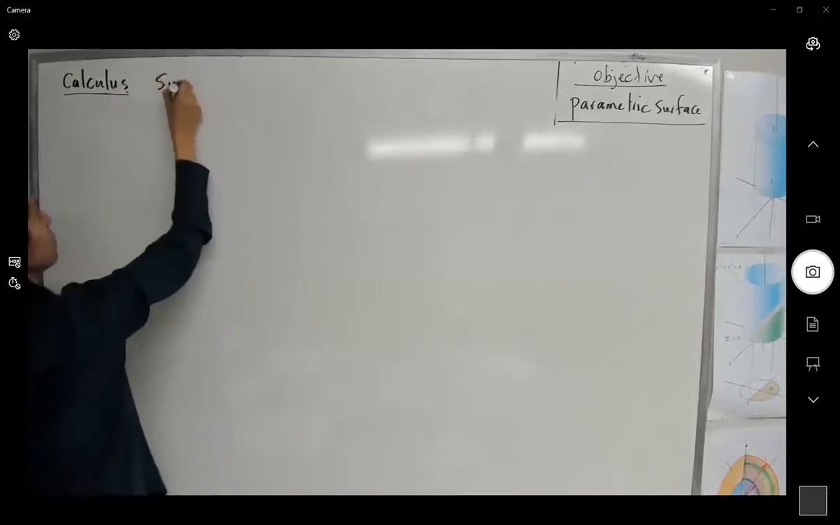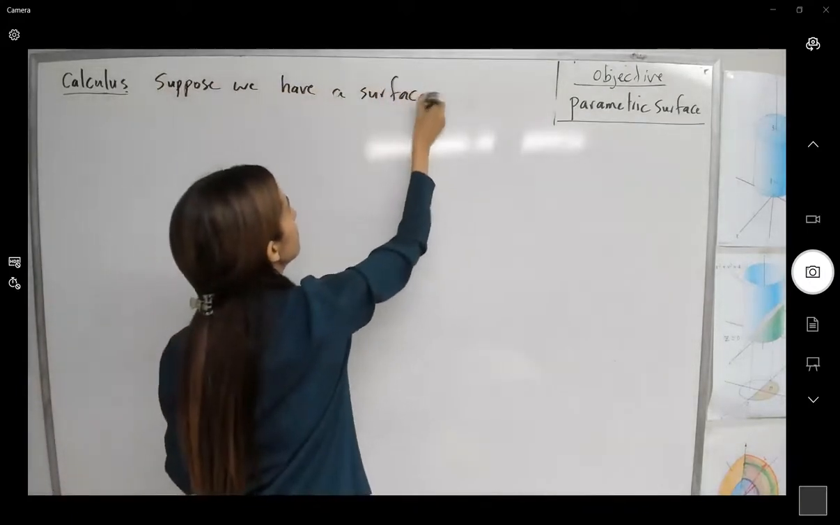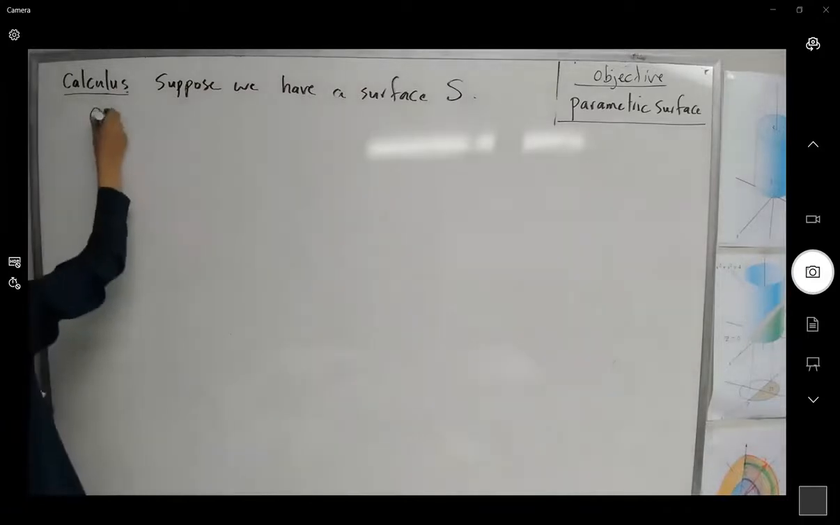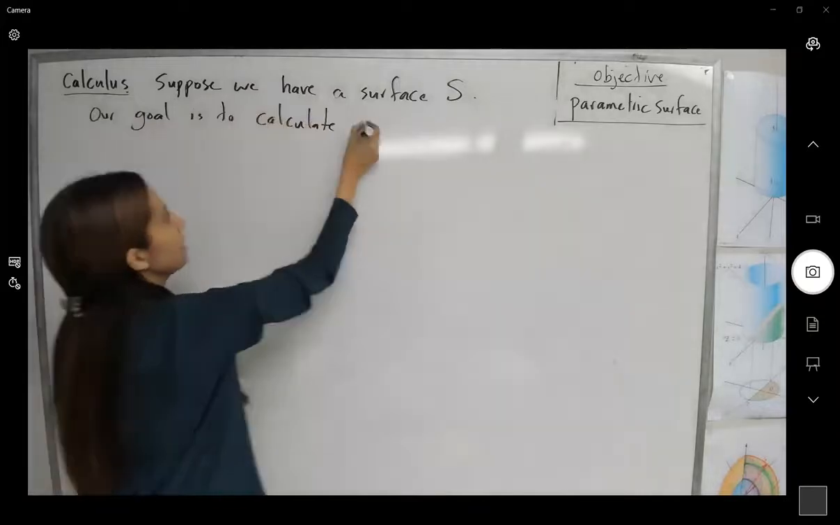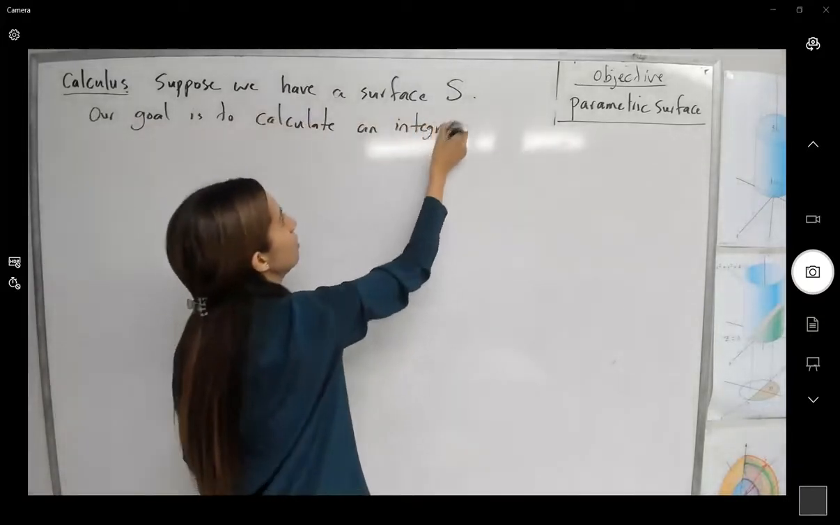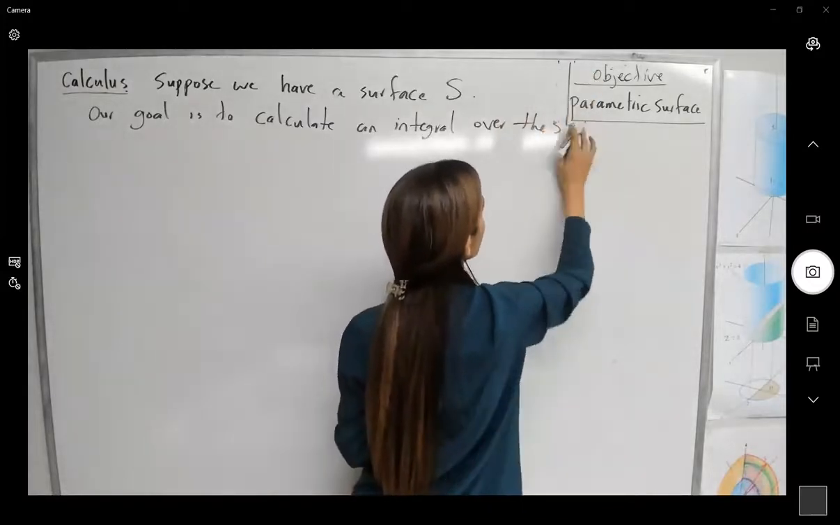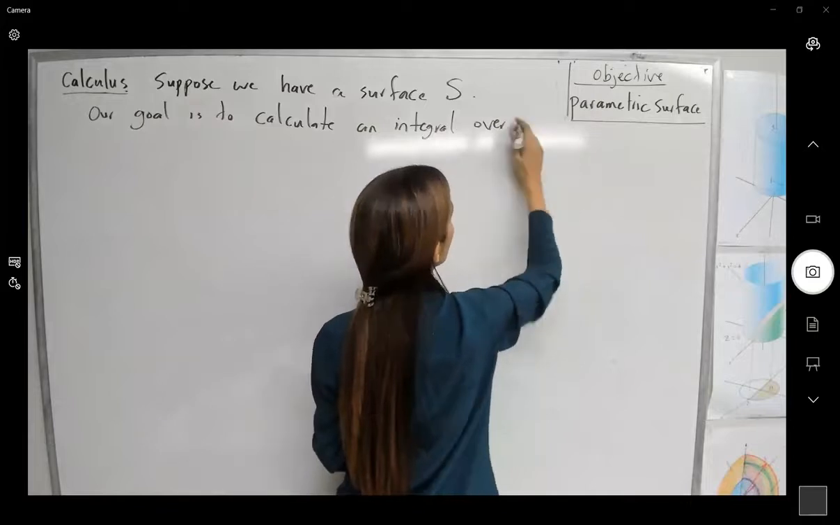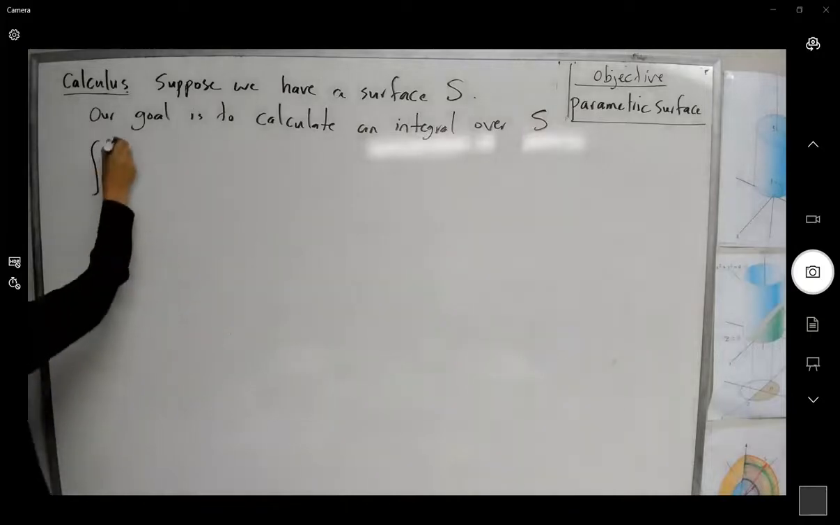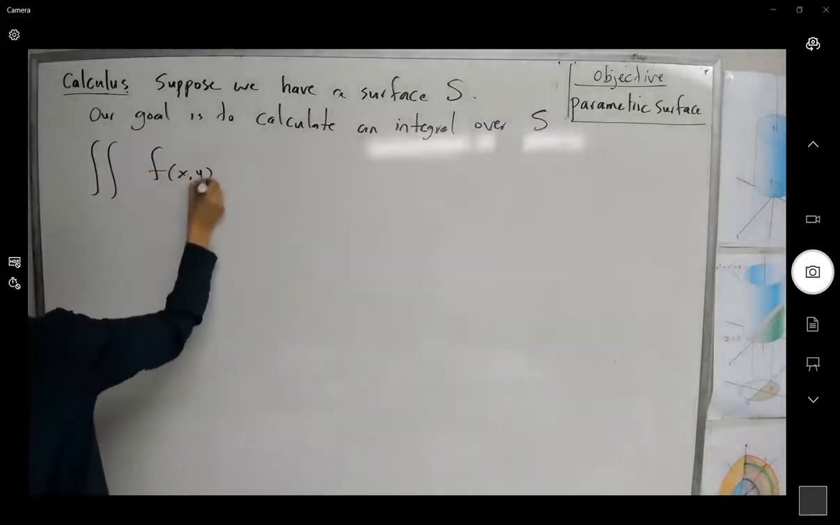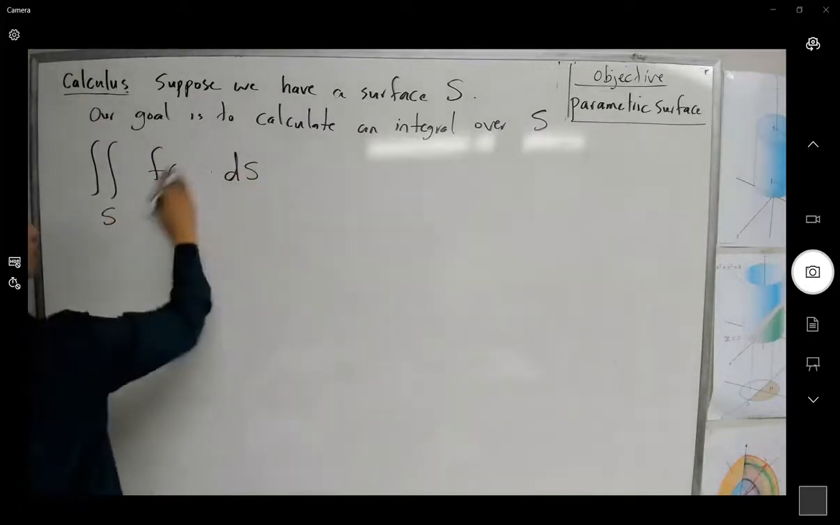Now, suppose we have a surface like S. Our goal is to calculate an integral over the surface, over S. Well, the integral of function f of x, y, and z over surface S can be calculated. Let me just add z as well.